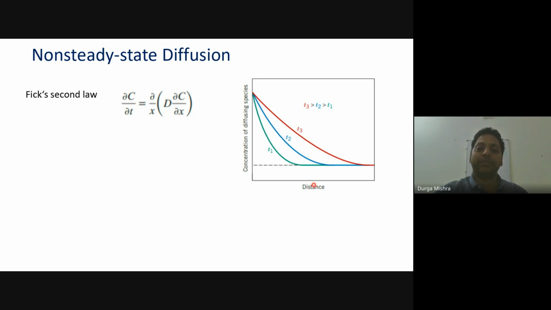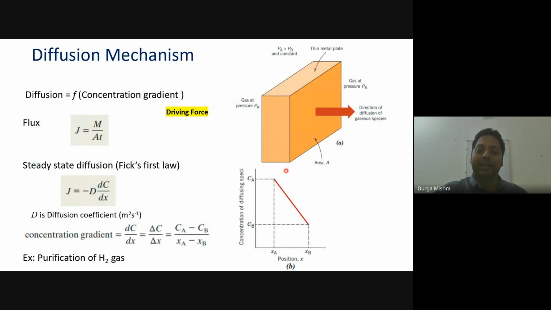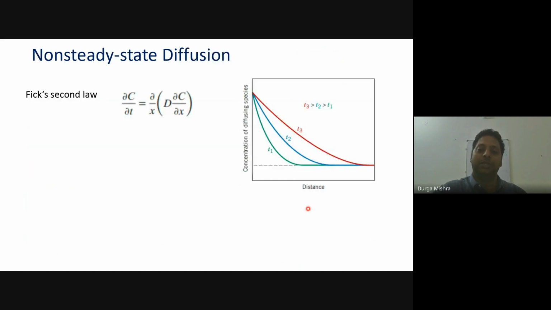When you look at the concentration of the diffusing species as a function of distance, earlier in a steady state you have this kind of behavior: a slope which remains invariant, with no change. But in this case it changes over position, and with time it is also changing. The concentration, wherever the diffusion process is happening, changes over space, over distance, and it also changes over time.